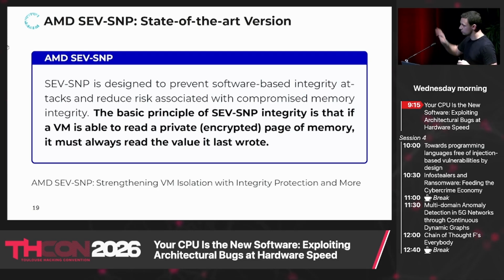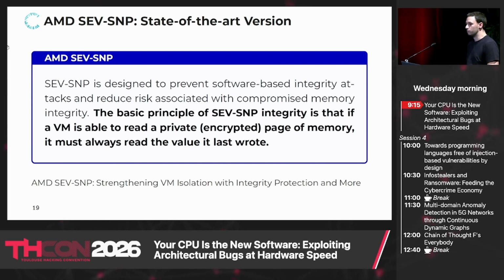And again, public statement here. SEV-SNP is designed to prevent software-based integrity attacks. Yay, finally. And reduce risk associated with compromised memory integrity. And then the important thing, how do they define that? The basic principle of SEV-SNP integrity is that if a VM is able to read a private encrypted page of memory, it must always read the value it last wrote.